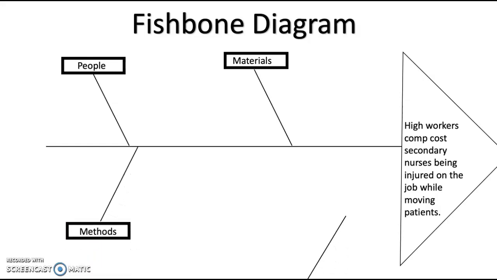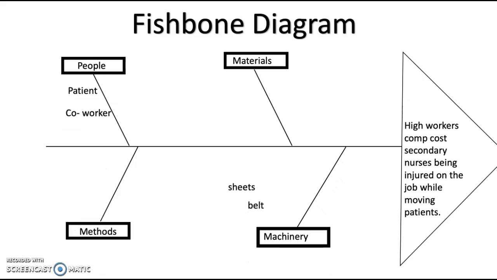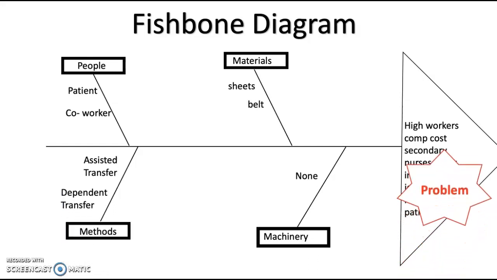You then want to identify the people, the materials, methods, and machinery. The people. The patient and the coworker could lead to the potential problem. Materials, the sheets and the belt.